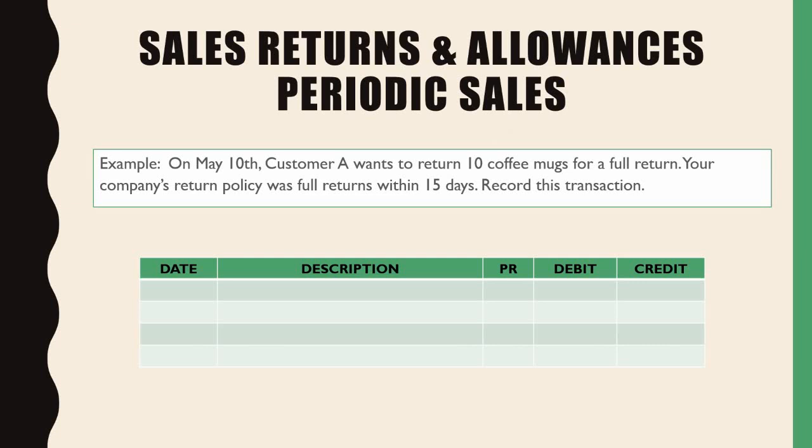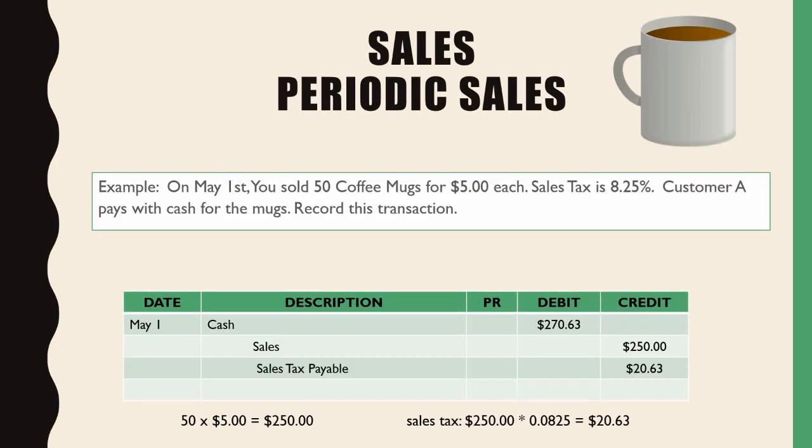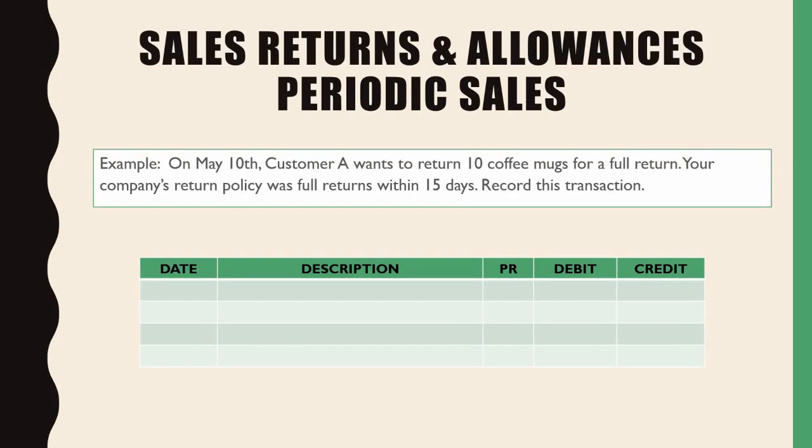All right, and your company's policy was to give a full refund within 15 days. So record this transaction. If customer A purchased these on May 1st, it is May 10. They came within the window, so we can validate the full refund. So what is going to be our journal here? Sales returns and allowances. That's going to be debited.